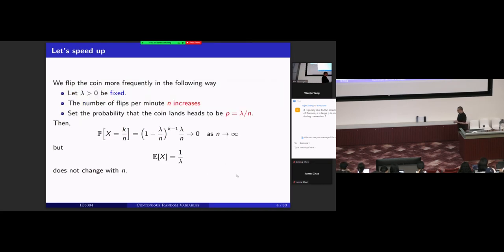So what does it mean? We flip it very, very frequently. But as long as n times p is fixed, the expected time until we see the first heads will not change. It will always be 1 over lambda, right? But in the limit case, at any specific time point, the probability that you see the first heads exactly at this time point will be 0, right? Because no matter what k is, this probability will converge to 0. So in the limit, it becomes 0, if such a limit exists, right?